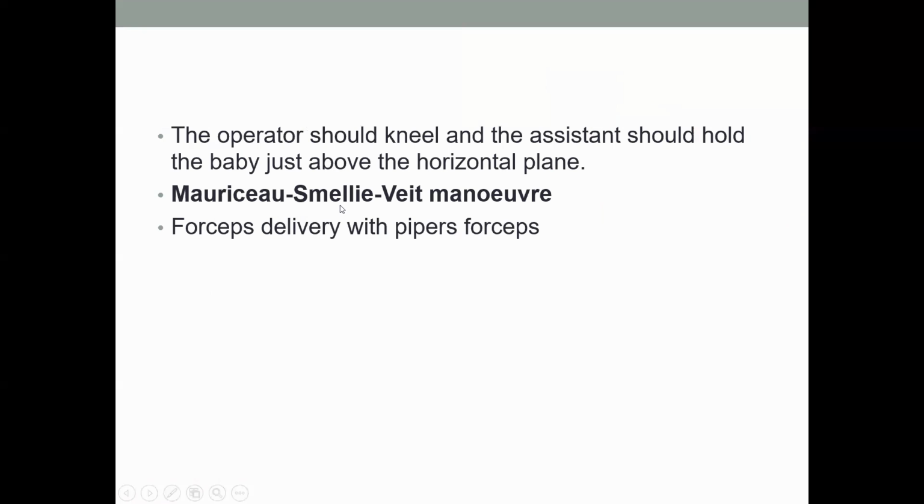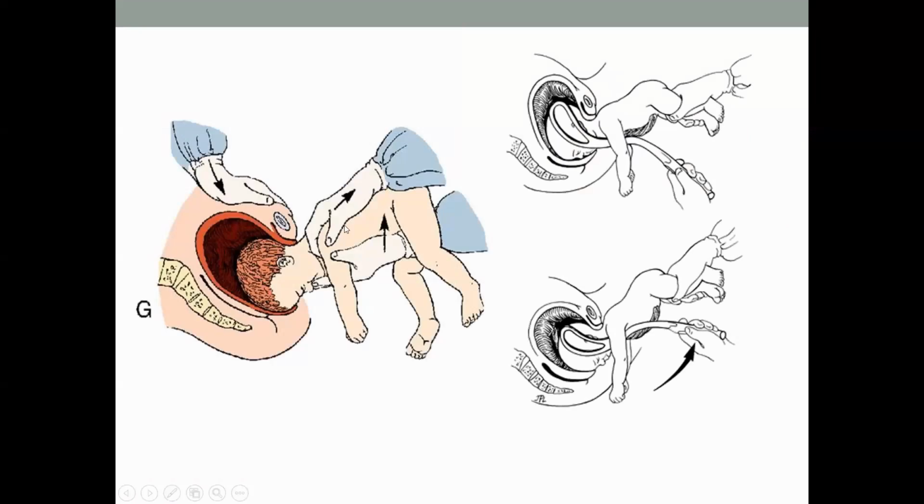How do you do that? This is the Mauriceau Smellie-Veit maneuver. One hand supports the baby from below and the other hand from the top, and someone might give fundal pressure to keep the head flexed and then deliver the baby. This is called the Mauriceau Smellie-Veit maneuver, right?